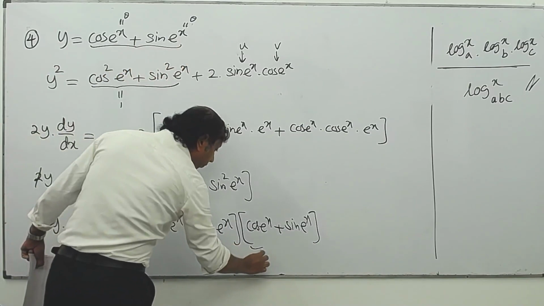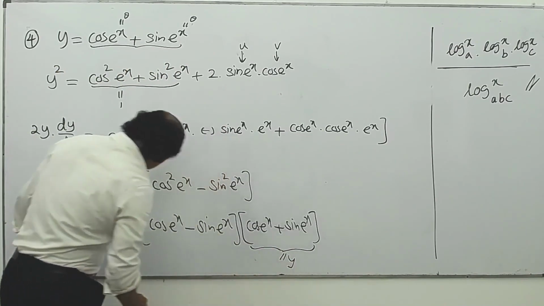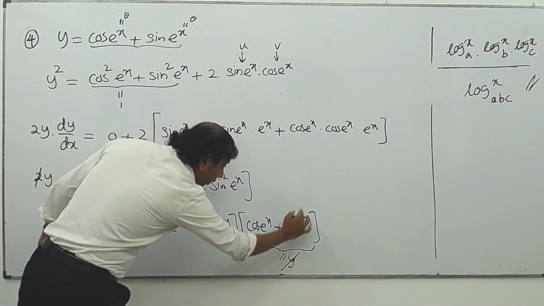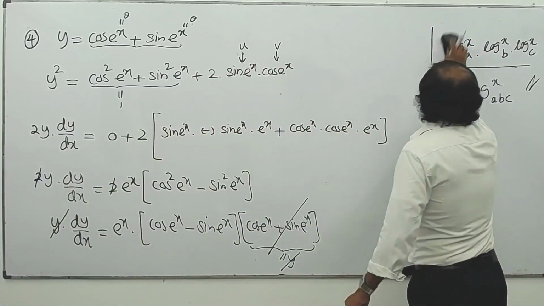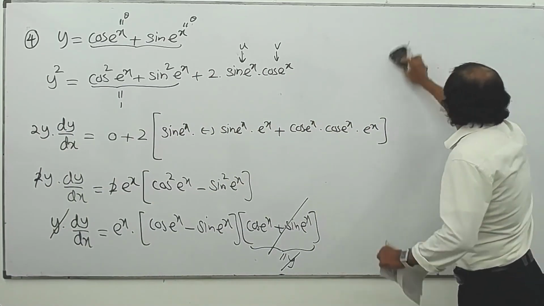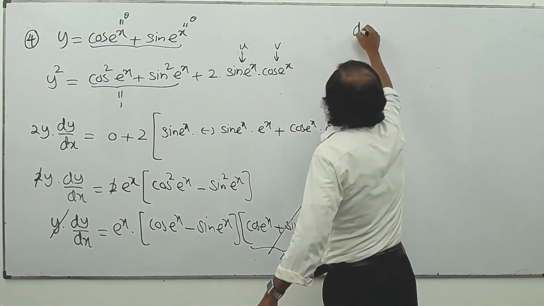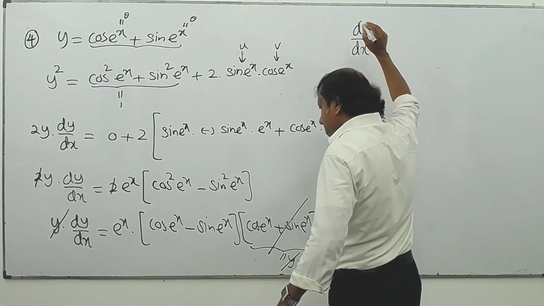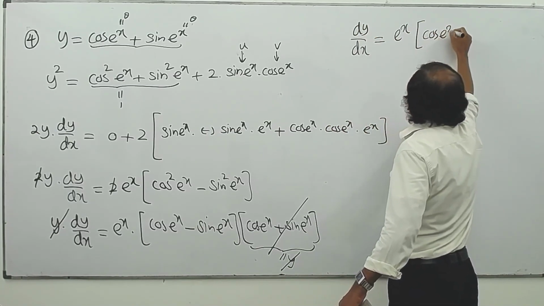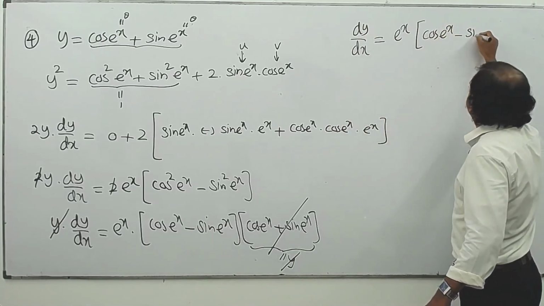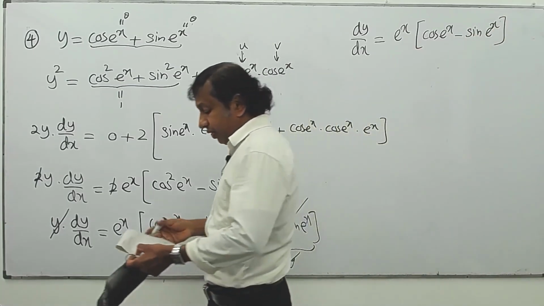Here this is really y. Then what happens? This y you can cancel with this y. Then what do we get? We get dy by dx equals x times cos x minus sin x. Okay. Now differentiate this again. Differentiate this again.